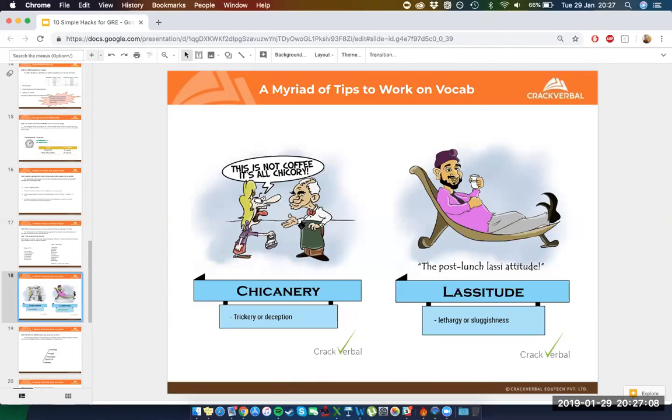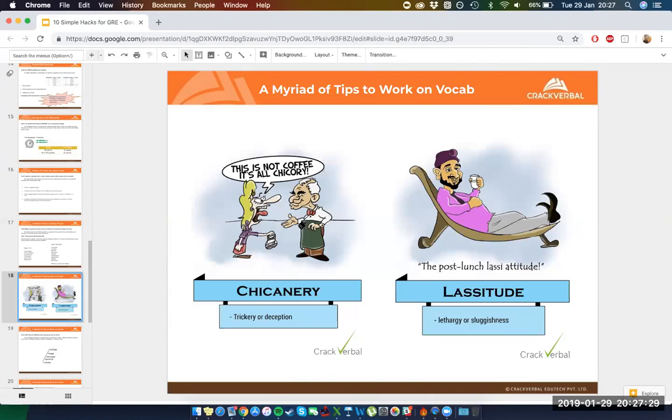And you also have a context clue, because what this person has done to her now is chicanery. This person has done some trickery to her. This person has not given her what he should have in terms of the right amount of coffee. He's not given her coffee, he's given her all chicory. So what he's done is chicanery, right?